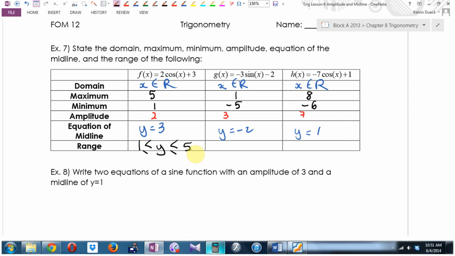What's the range of the next one? What's the lowest it gets? -5. What's the highest it gets? 1. So everything between -5 less than or equal to y less than or equal to 1. Try the range of this third one on your own. Look up when you're done. See if you get the same thing as me.